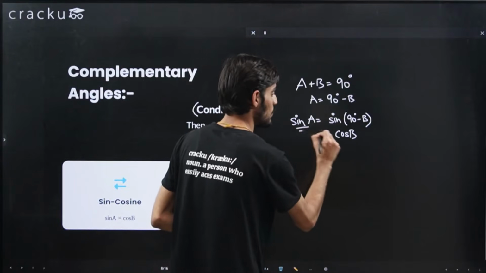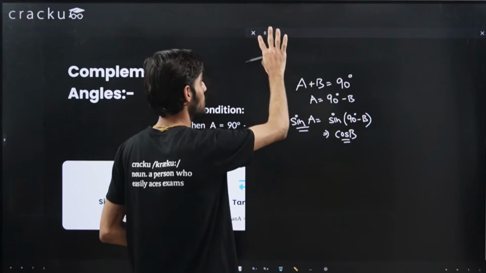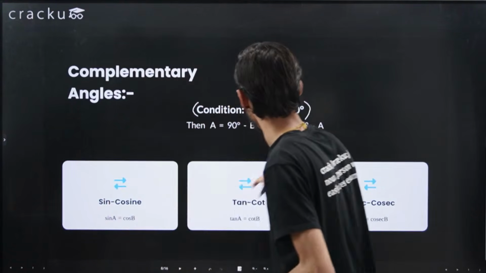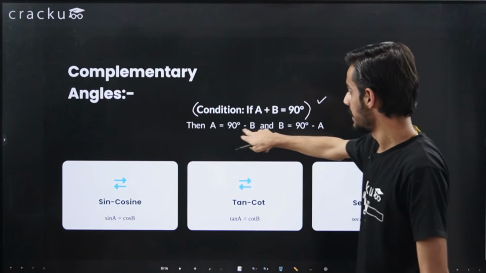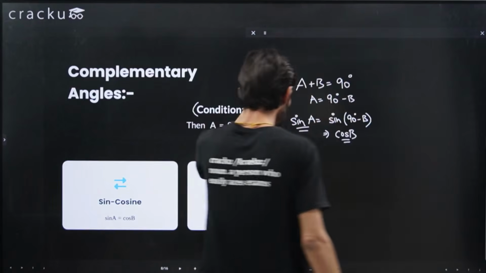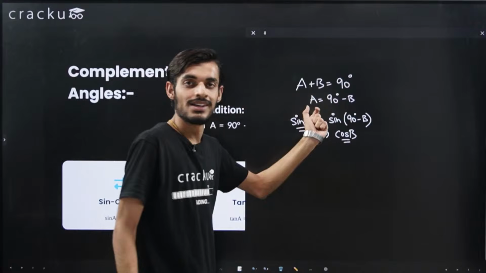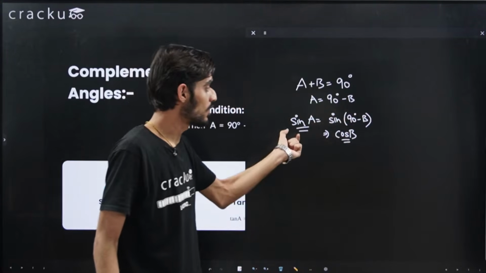So sine a is equal to cos b when the sum of a and b is 90 degrees. This is essentially what we are given: if a plus b is 90 degrees, then a is 90 minus b, and b is 90 minus a. So what we can derive from here is that because a plus b is 90 degrees, a is equal to 90 minus b, so sine a is equal to sine of 90 minus b, or sine a is equal to cos b.